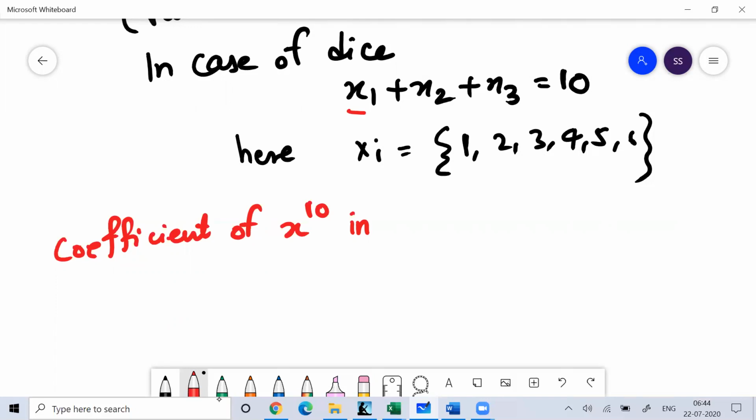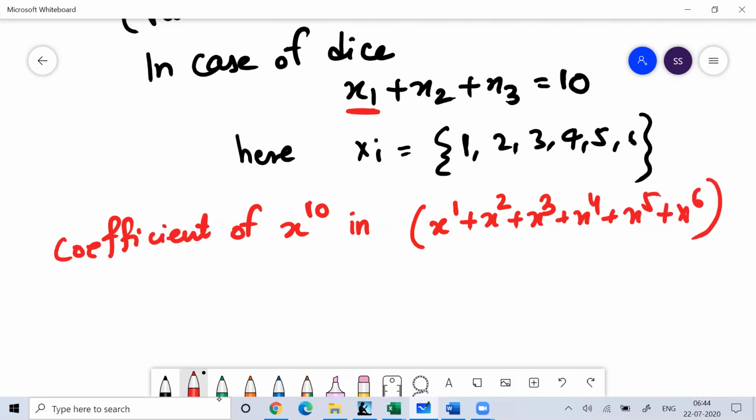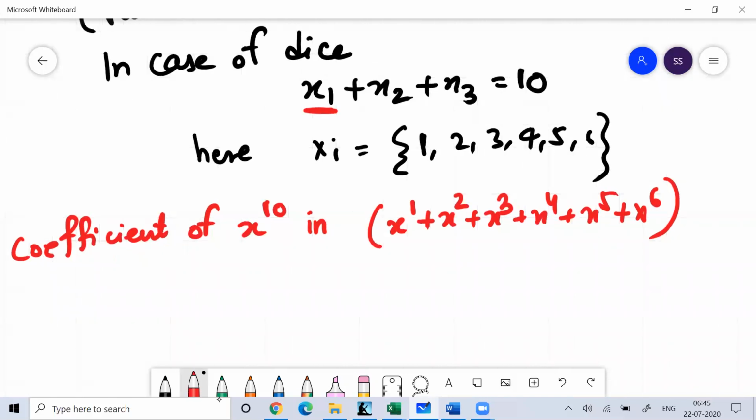So x1 can take values from 1 to 6, because these are the possible outcomes. This is the value the first die can take. Similarly, the second die can also take values 1 to 6, and the third die can take values 1 to 6. Whatever values the dice can take, we represent those values in terms of powers.